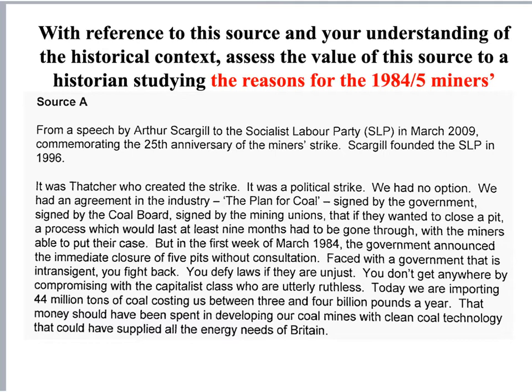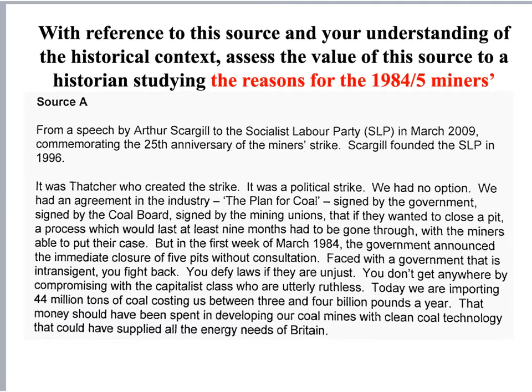You do have to bear in mind, however, that this is a speech being given at a commemoration of the 25th anniversary of the miners' strike, and therefore he's got a particular audience, and there may be some exaggeration in this. It will give a reasonably one-sided viewpoint as to the reasons as well, and you will see this in the tone and the language. For example, you don't get anywhere by compromising with the capitalist class who are utterly ruthless, and it talks about fighting back and defying laws if they're unjust.